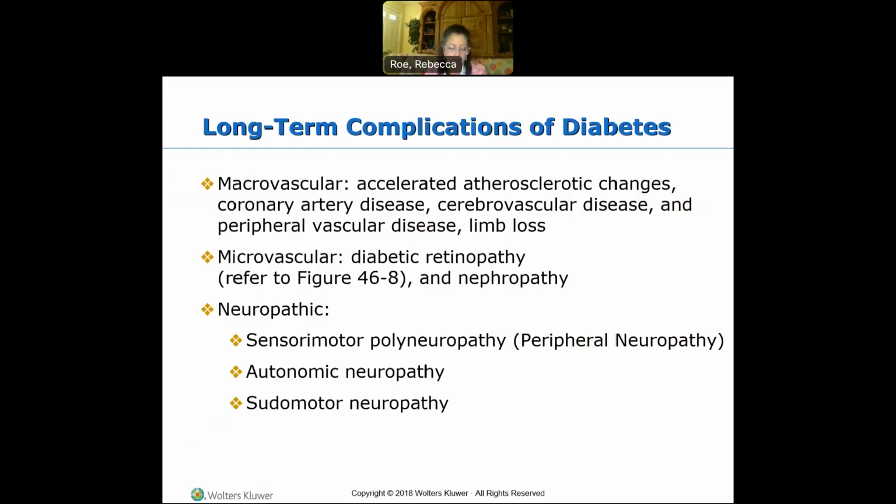In the GI system, they can have delayed gastric emptying, constipation, diarrhea, and they can have vast swings in their blood sugar levels. In the renal system, they tend to have urinary retention due to neurogenic bladder, and because of that, they can also have frequent UTIs.